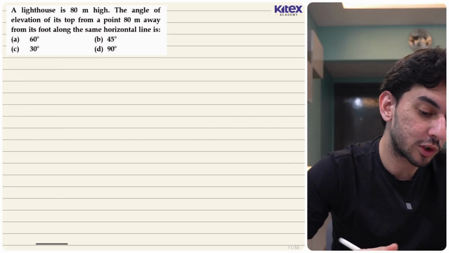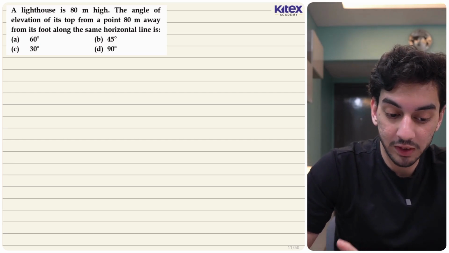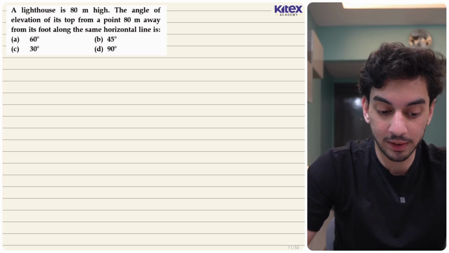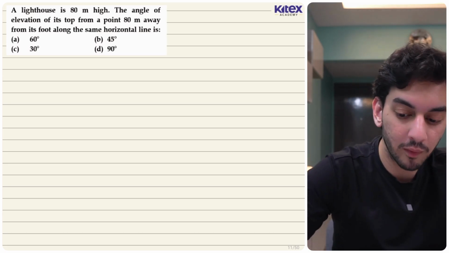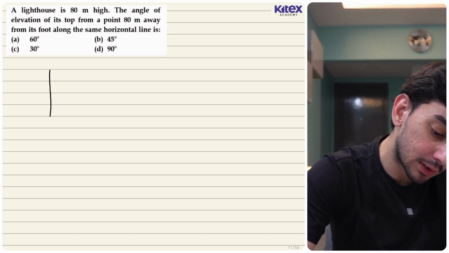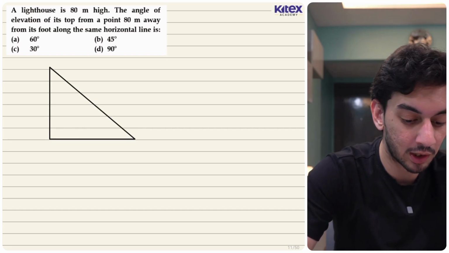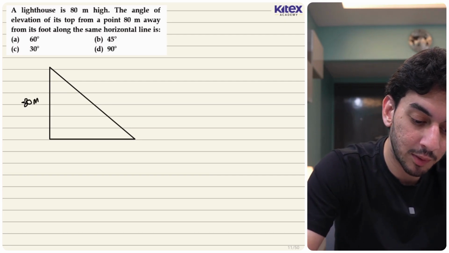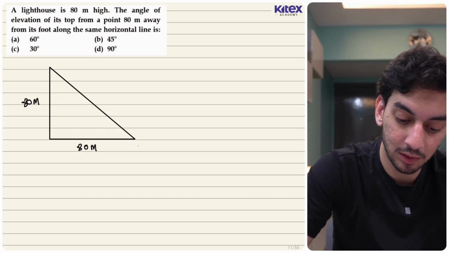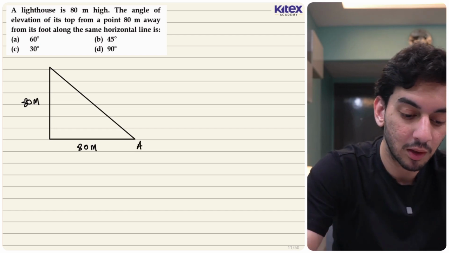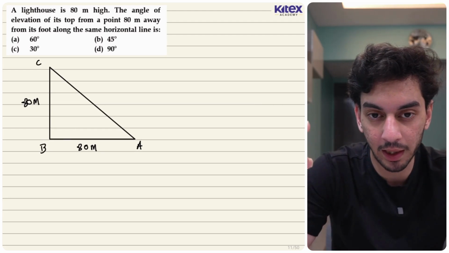Okay. So this question says a lighthouse is 80 meter high. The angle of elevation of its top from a point 80 meter away from its foot along the same horizontal line is very easy, 45 degree. I'll tell you how. Let us draw a diagram. So this lighthouse is 80 meter high, and we are at a point which is also 80 meter away from it. So this is us, A, that's me, and this is, let's say, B, and this is C. This BC is the tower and A is me.